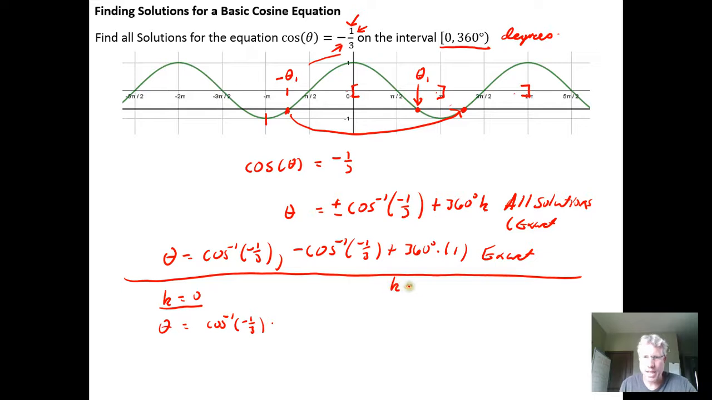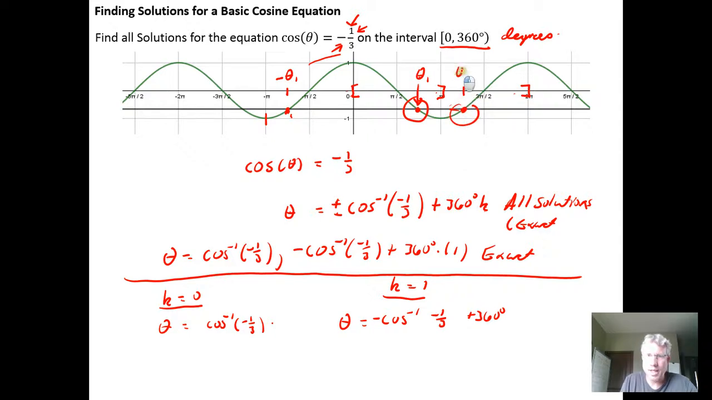So for the other one, we let k equal 1, which gives us theta equaling negative cosine inverse of negative 1/3 plus 360 degrees times 1, which is just plus 360 degrees. This gives you the exact two angles on the interval from 0 to 360 that work. It gives you this and this. So this angle right here, the opposite of theta sub 1 plus 360 degrees, is the angle associated with that point right there. If we wanted to approximate it, we put it into a calculator.